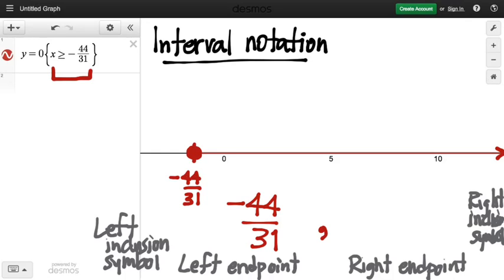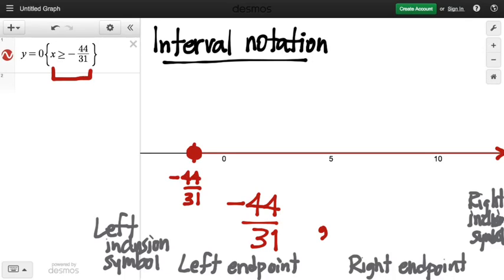What's the rightmost endpoint? What's the largest number that's included in our solution set? How high up does this go? How far to the right on the number line? Infinitely far, exactly, right. So we just need to put a symbol here that indicates that this has no end. It goes all the way out to the horizon on the real number line to the right.